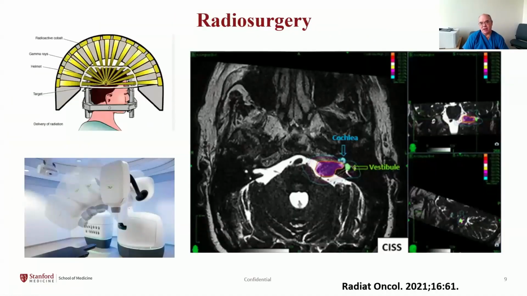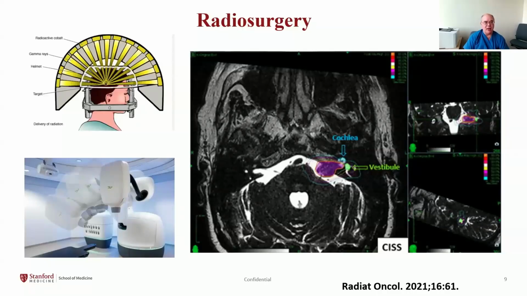So radiosurgery, I think some of you are familiar with this. It's a way to deliver high dose beams of radiation with high precision. So I like to think of these as laser beams that come in, and there are various different machines.